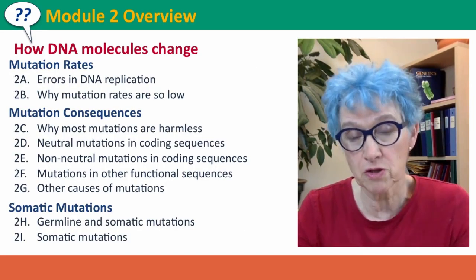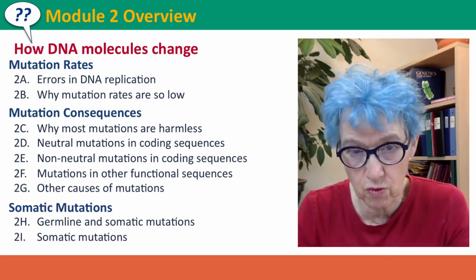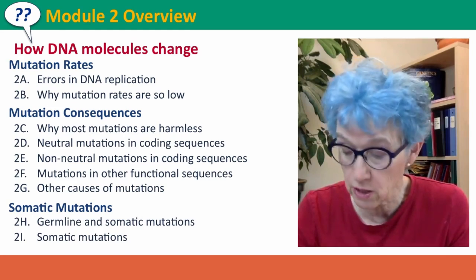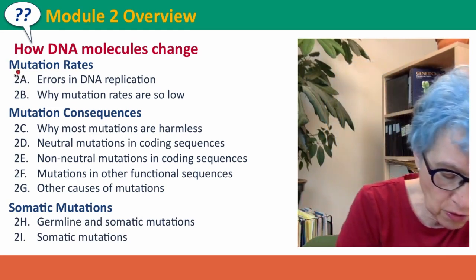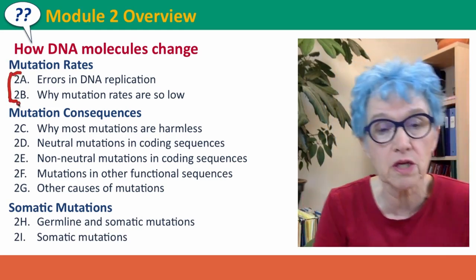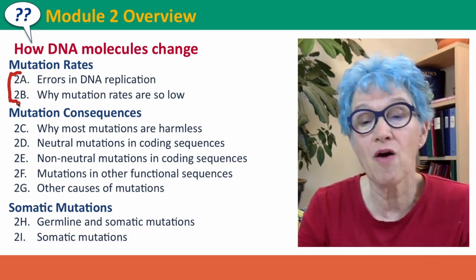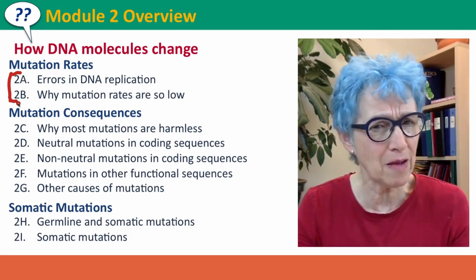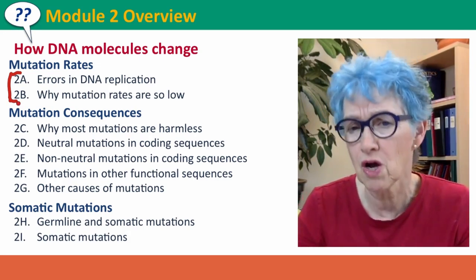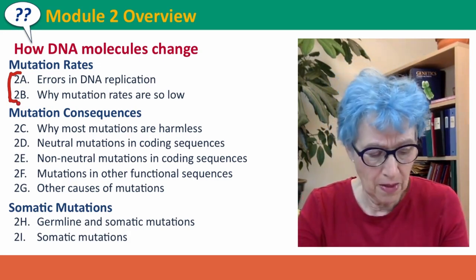Now, to give you a bit of perspective on the lectures, I've grouped them. So the first two lectures are about the basics of mutations, in particular what they are, how often they happen, and why they happen so rarely, because in fact the rates are astonishingly low.